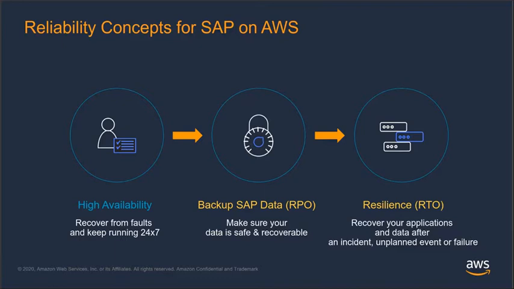Secondly, is my data stored and is it available when I need to recover it? Can I do this securely and cost effectively at a time when I need to? Generally, we refer to this as RPO. And finally, in the event of a larger incident, can I recover all my applications and data back to the business in their entirety in the event of a major incident? So we'll have a look at some of the concepts now and some of the design and architecture patterns that will help you achieve this for SAP on AWS.